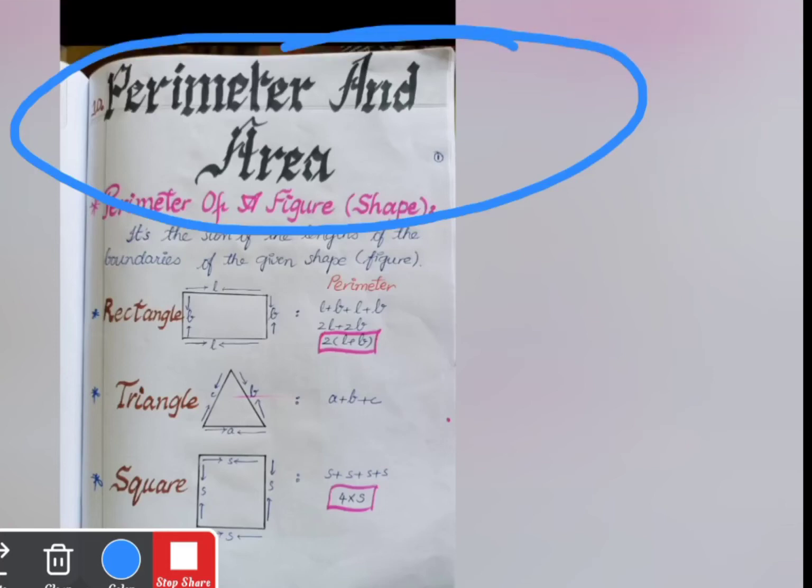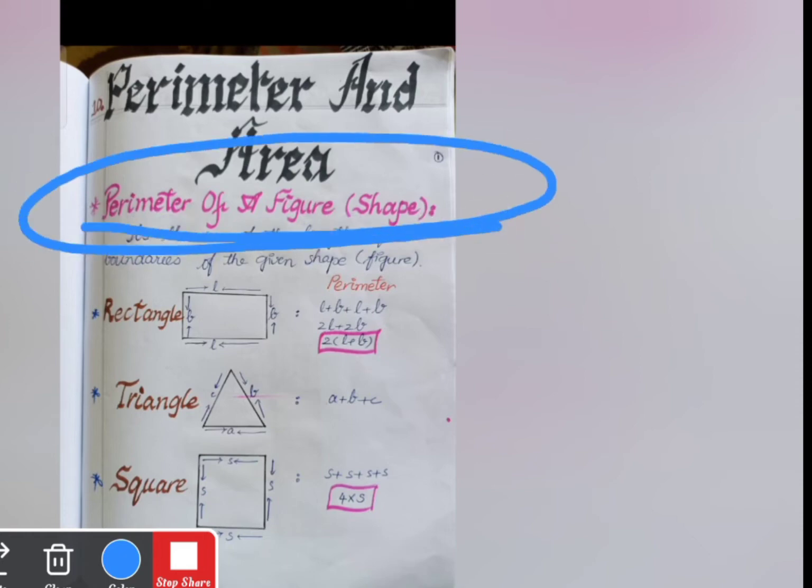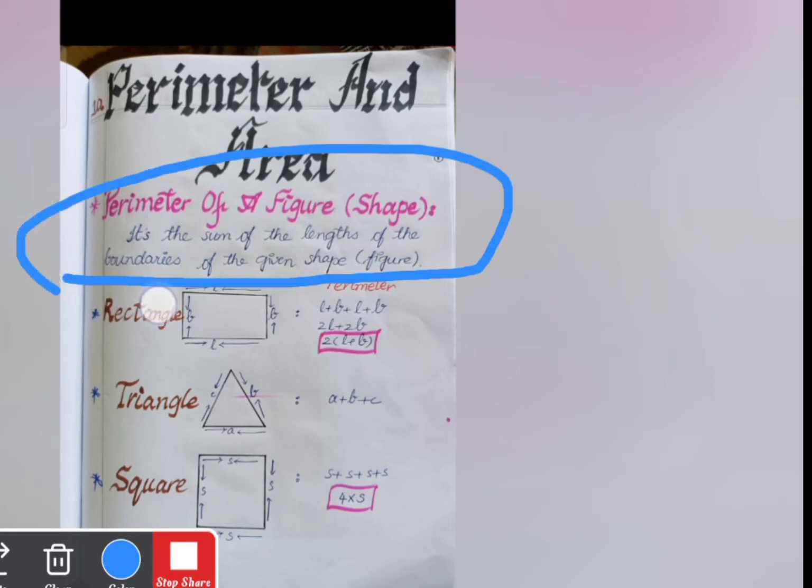So in this chapter we will discuss perimeters and areas of various figures. Already you know what is meant by perimeter. In 5th class also we discussed perimeter and area. What is the definition of perimeter? It is the sum of the lengths of the boundaries of the given figure or shape.